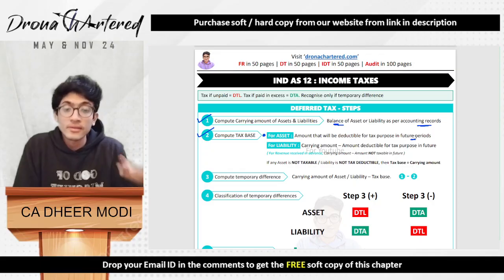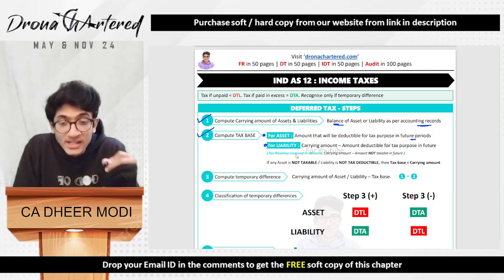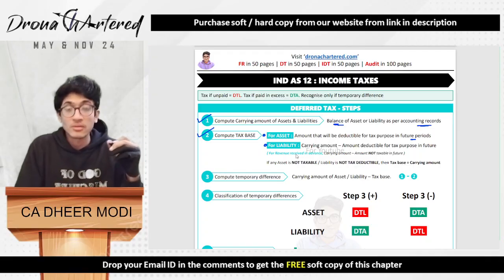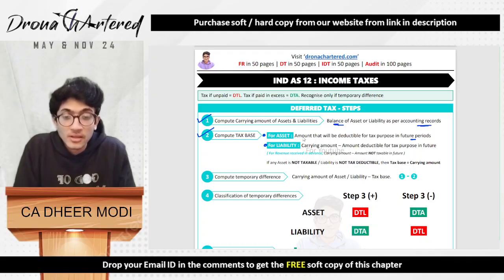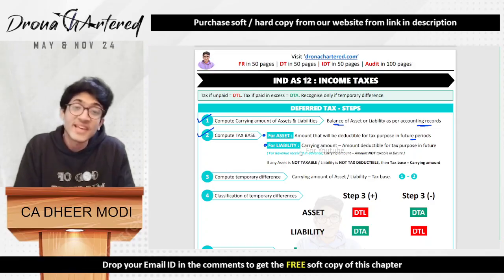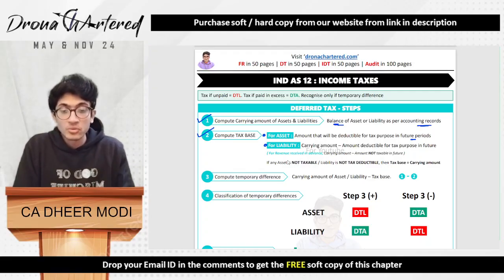Okay, so for assets, it is the amount that is deductible, and for liability, it is the carrying amount minus the amount deductible for tax purpose in future. So asset and liability are reversed. Asset is the amount that will be deductible for tax purpose in future period, and liability is the carrying amount minus the amount deductible for tax purpose in future.